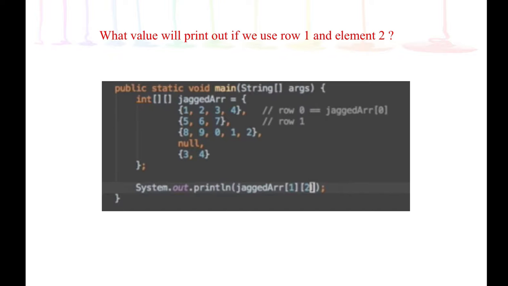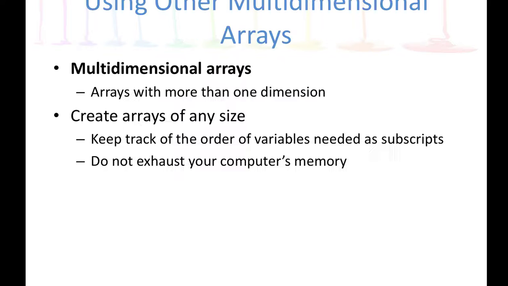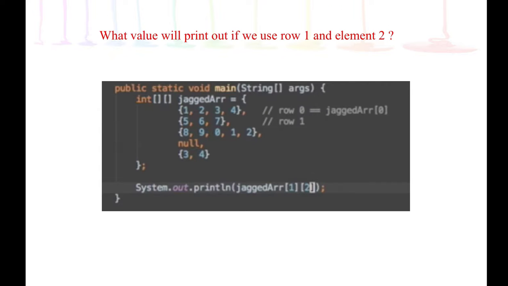So what value will print out if we use row 1 and element 2 here? That's another in-class one. I would say take this right here and play around with this. I'm not going to tell you what the answer is, but plug it into your clips. Write a new static void main, write this code in there, and see what you get, and see if it's exactly what you thought it was going to be.